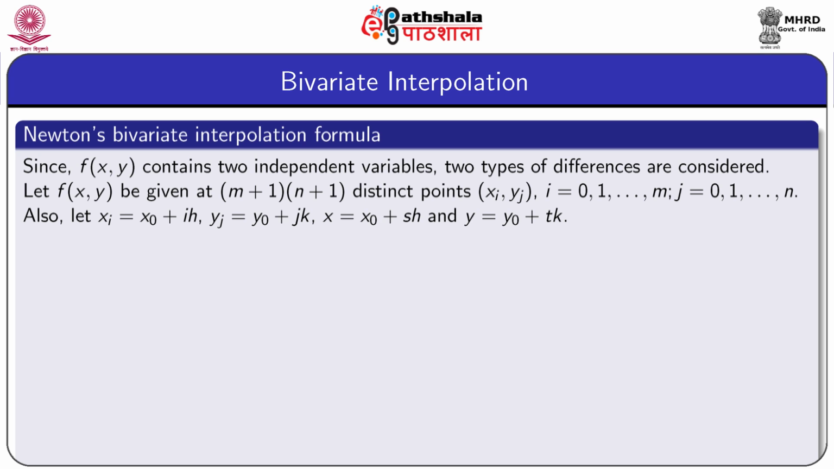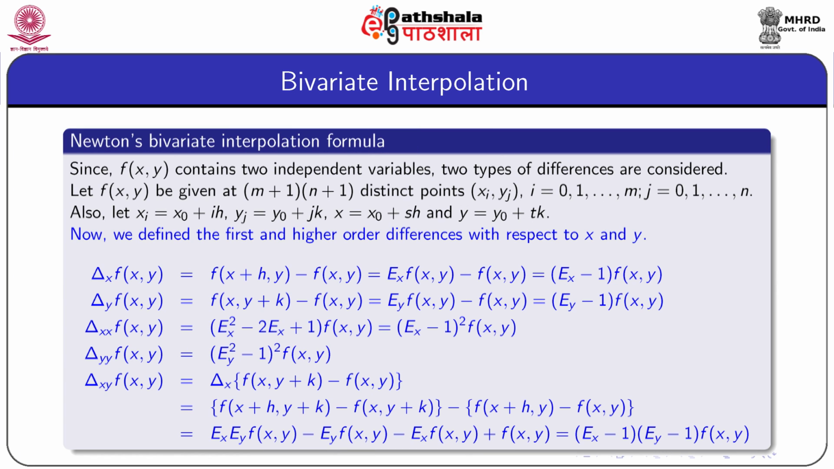Now we consider another bivariate interpolation formula known as Newton's bivariate interpolation formula, and for this case we consider a set of bivariate points, that means xi, yj at m plus 1 into n plus 1 distinct positions, and also we assume that xi equal to x0 plus ih and yj equal to y0 plus jk. This condition actually indicates that the arguments x and y are of equal spacing. Also we assume that x equal to x0 plus sh and y equal to y0 plus tk. That means s and t are the two new variables.